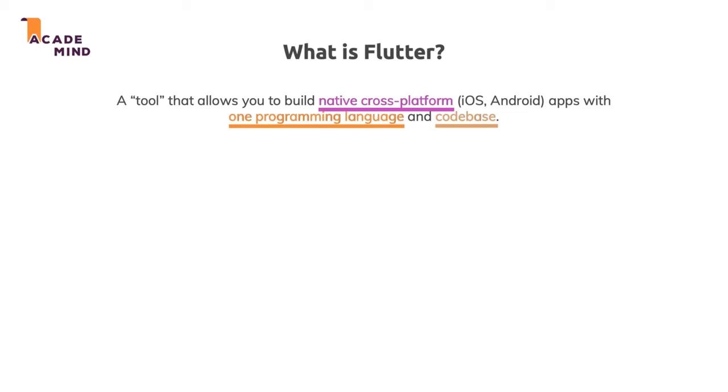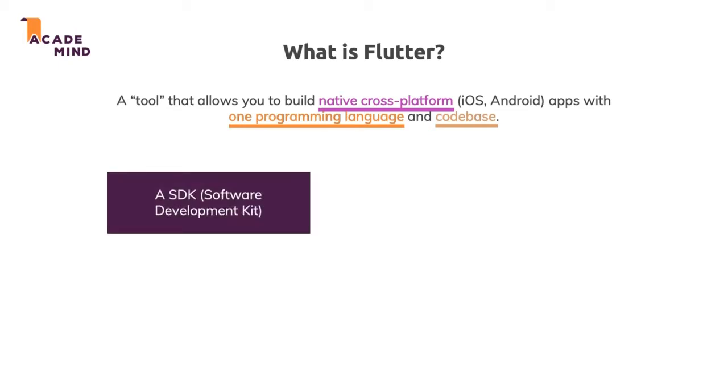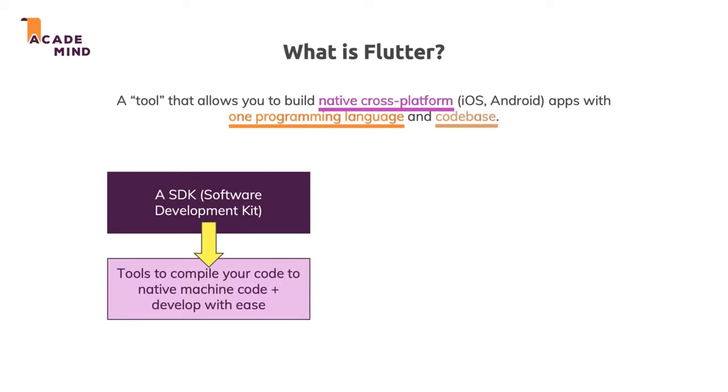If we have a closer look at Flutter, though, it's actually a combination of things. The term Flutter refers to two major things. One is an SDK, a software development kit. You could say a collection of tools that allows you to write one code base with one programming language. Because it includes tools to then compile this code, which normally would not run on iOS and Android, into native machine code that does run on these platforms.